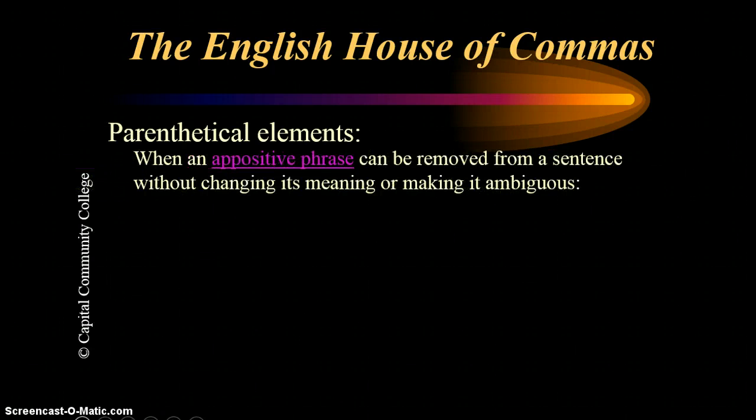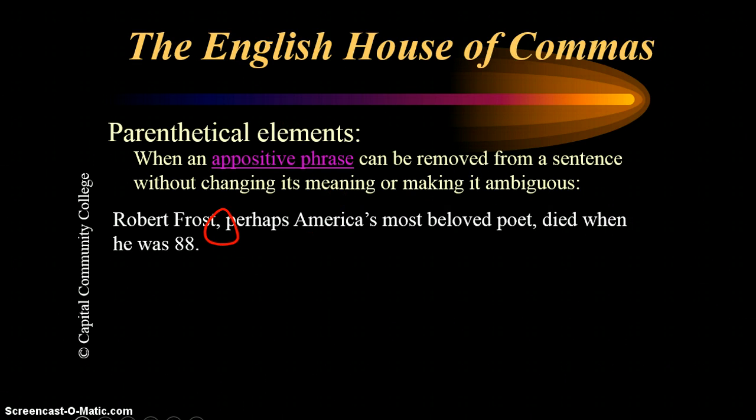Our first example is an appositive phrase. If it can be removed from a sentence without changing the meaning or making it confusing in any way, you should put commas around it. So for example, in this example, Robert Frost died when he was 88. We don't have to tell our reader that he was perhaps America's most beloved poet. That is a parenthetical appositive phrase. It's not necessary. We can take it out, so it should be set off by commas.